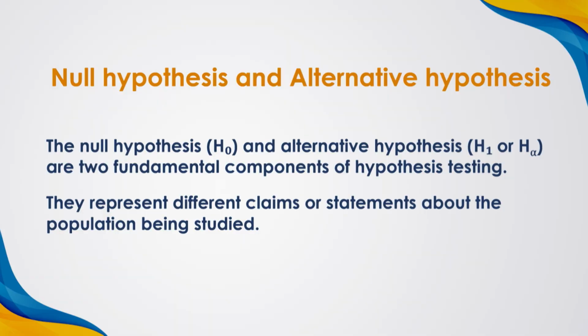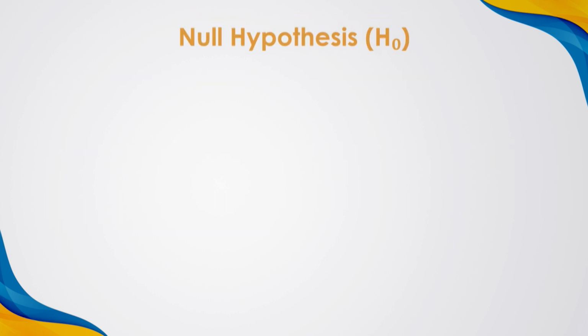Let us start. We begin with the first part of the lesson, in which you will learn the null hypothesis and alternative hypothesis. The null hypothesis and alternative hypothesis are two fundamental components of hypothesis testing. They represent different claims or statements about the population being studied.